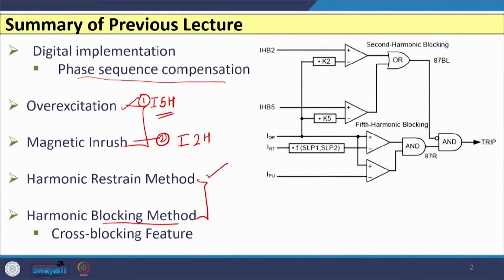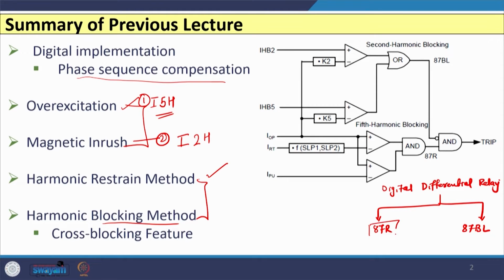So, considering all these things we can say that the overall block diagram of the digital differential relay looks like this. We have discussed that when we have the digital differential relay, then the operation of that relay can be divided in two parts, one because of 87R and another because of 87BL, that is the blocking logic.